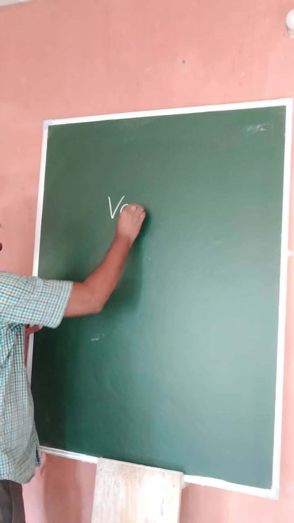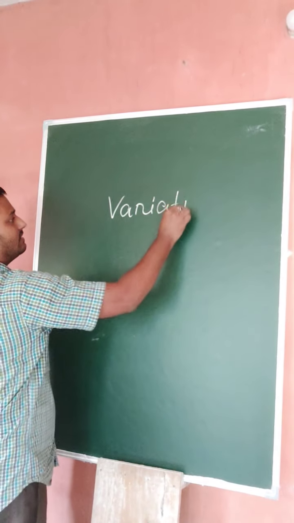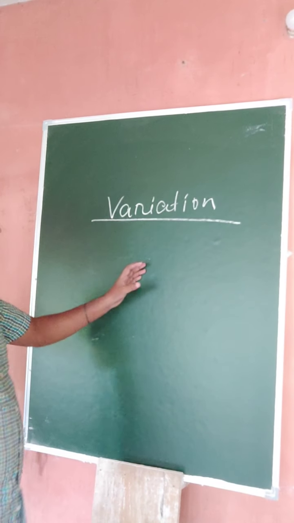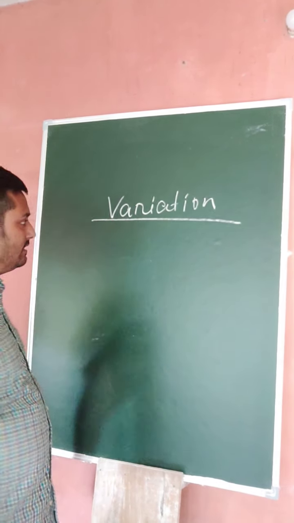Okay, so you use direct variation and inverse variation in this exercise, and solve the questions. So the new concept is variation. Very important concept, and with the help of variation you can solve the questions in a very easy way.